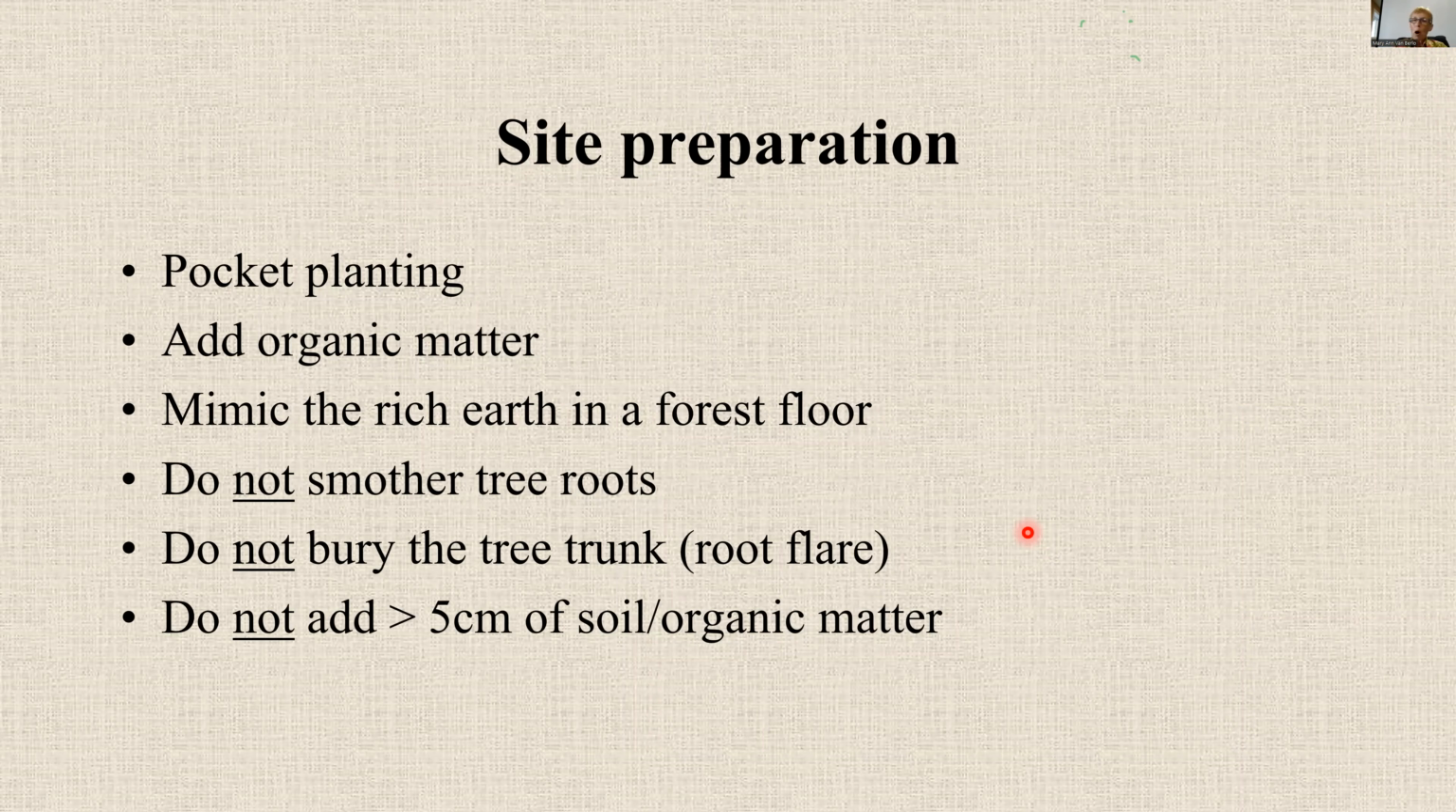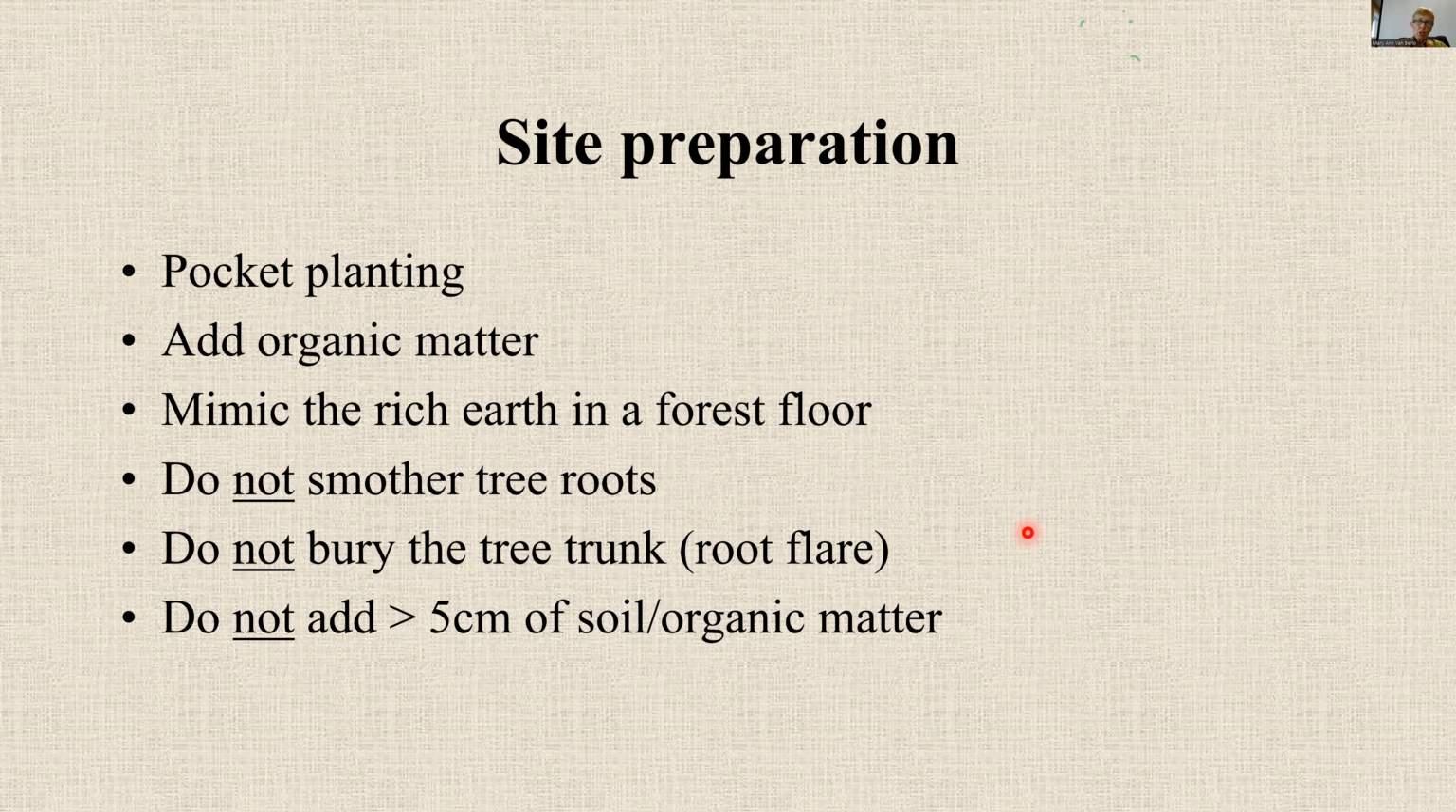Pocket planting, add lots of organic matter, try and mimic the rich earth on a forest floor. We've got lots of roots in the forest, but yet things grow and it's like cushy and lots of humus there. So, if we can mimic that in our own gardens, that would be great. Don't smother the tree roots. Trees need oxygen and moisture, and they get that through their root system, their feeder roots that are very close to the surface. So if we put too much on top of it in the way of soil, we can smother those tree roots.